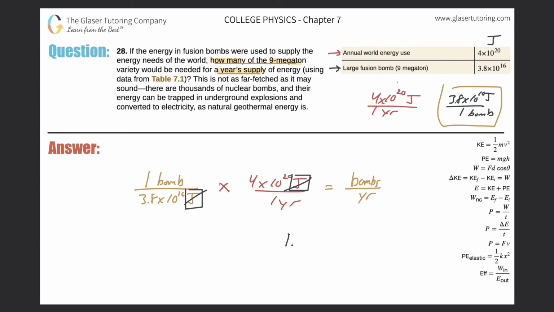We get about a value of, I'll do it in scientific notation, and we really should have only 1 sig fig, but I'll do 2. It should be about 1.05 times 10 to the 4th, and that would be bombs per year. So this would represent about 10,000 bombs.